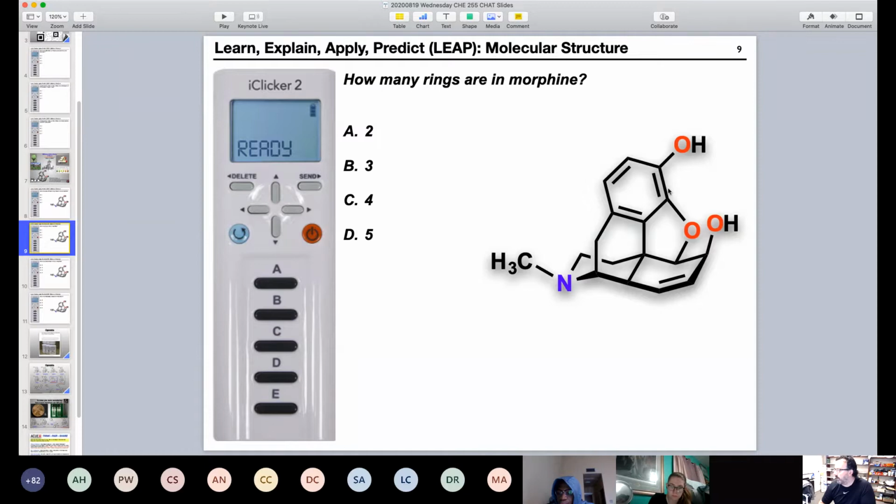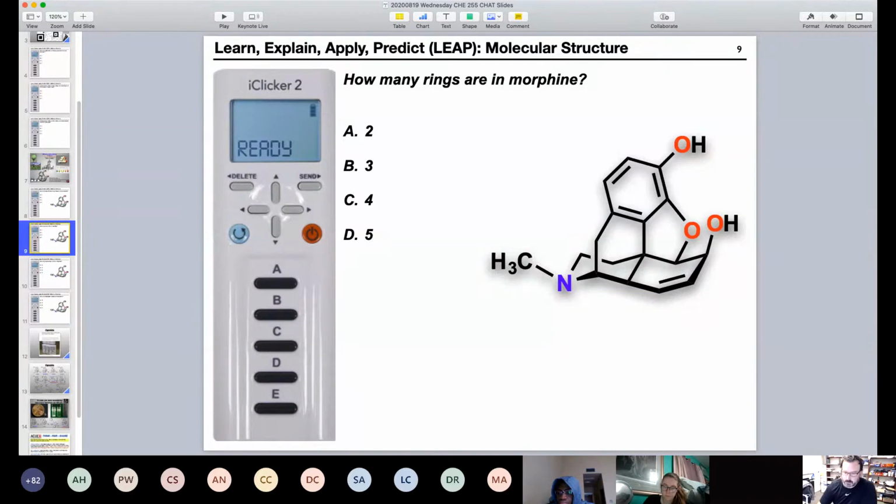So we have sp2 versus sp3. Can anyone explain the difference between sp2 and sp3? Aiden has his hand up. How do I work the hand? I'm not sure.